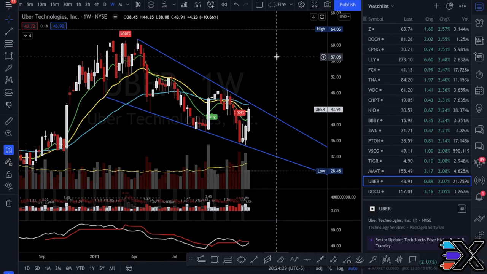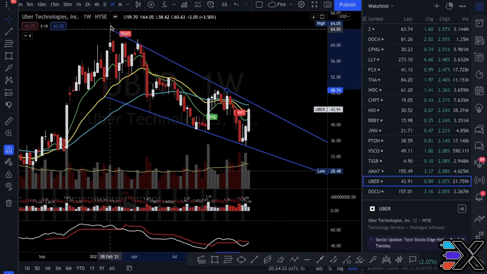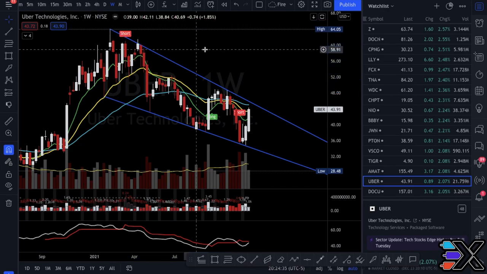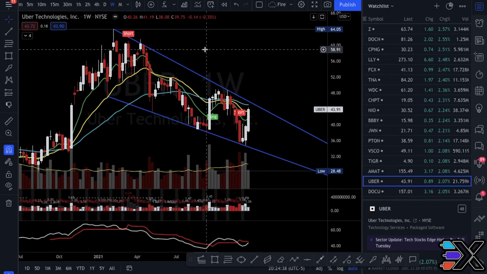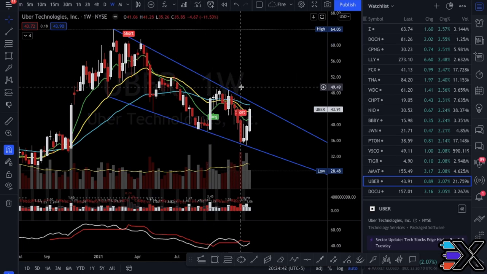And this is setting up on a 1 week chart, so when this breaks out, this is going to be a really nice setup because it's been consolidating in a downtrend for so long. Looks like since before 2021, almost.